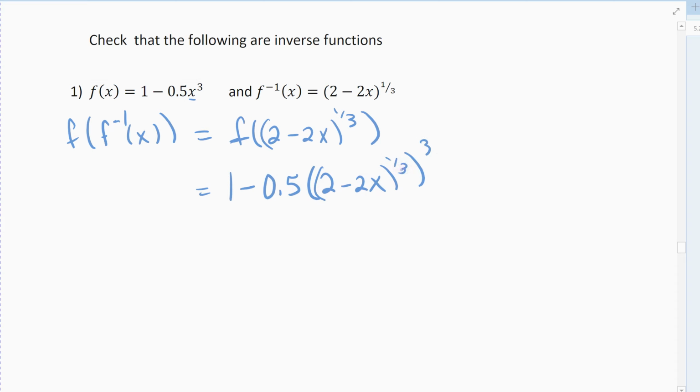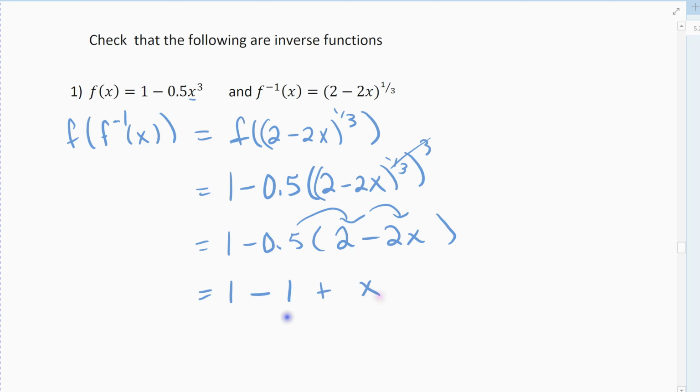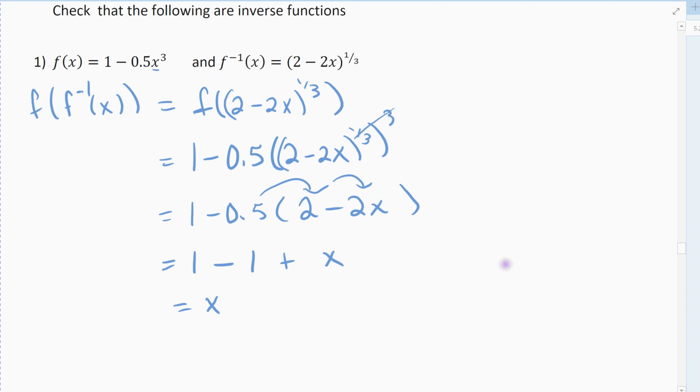Right, so the cube and the 1/3 undo one another. And it's going to leave me with 1 minus 1/2 times 2 minus 2x. Distribute the negative 1/2. And so 1 minus, well, a negative 1/2 times 2 is going to give me a negative 1. Negative 1/2 times negative 2x is going to give me a positive x. The 1's undo one another and leave me with x. So it does check in that direction. All right, so that side checks. Now the other way.